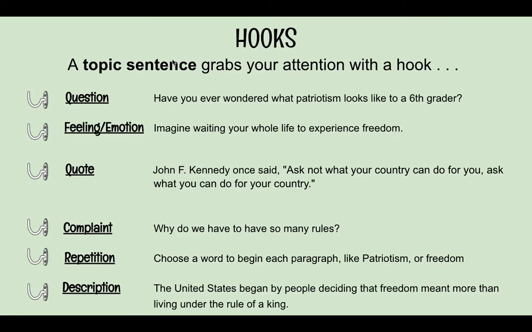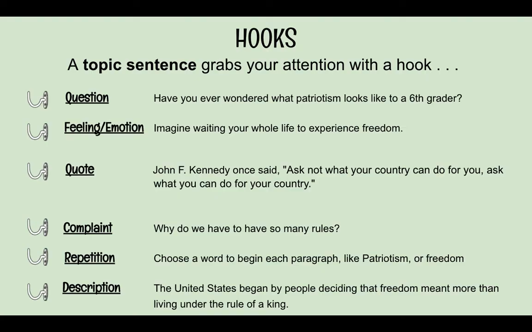You can start out your paragraph with a question. Have you ever wondered what patriotism looks like to a 6th grader? You could start out with a feeling or an emotion. Imagine waiting your whole life to experience freedom. You could start out your paragraph with a quote. John F. Kennedy once said, ask not what your country can do for you, ask what you can do for your country.